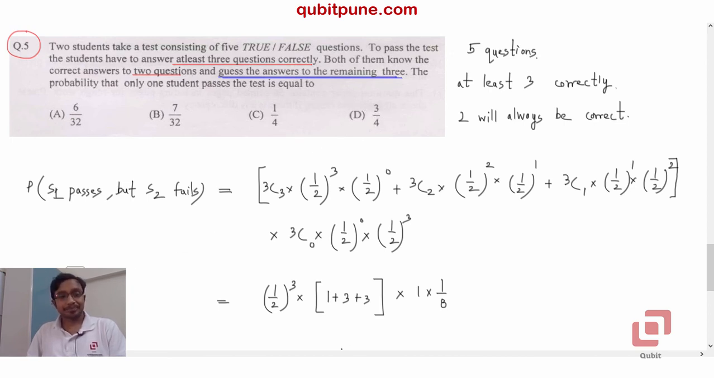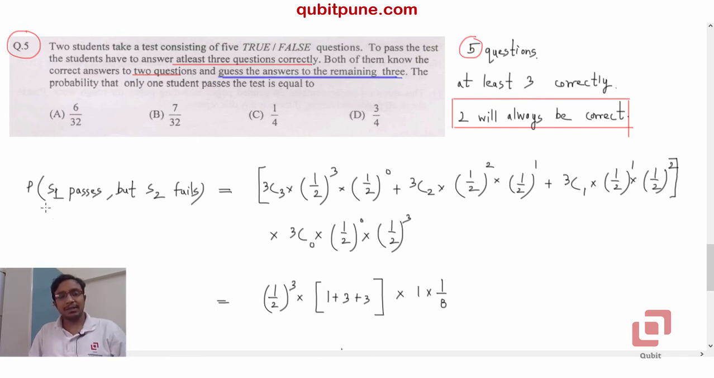So the test comprises 5 questions, and they are true or false questions, and in order to pass the examination they should answer at least 3 correctly, because that is given in the question. In addition to this, they are also saying that both of them know correct answers to 2 questions. So 2 of the 5 questions that they are going to answer will always be correct. And now we need to find the probability that only one student passes.